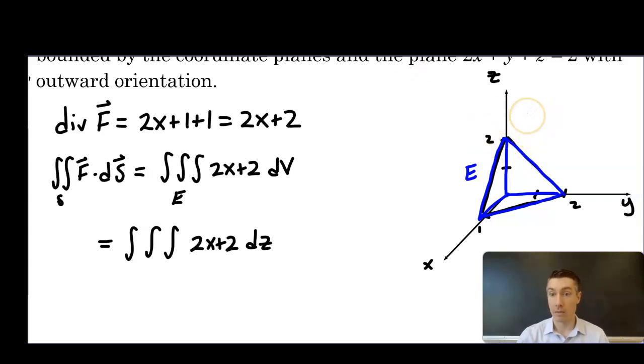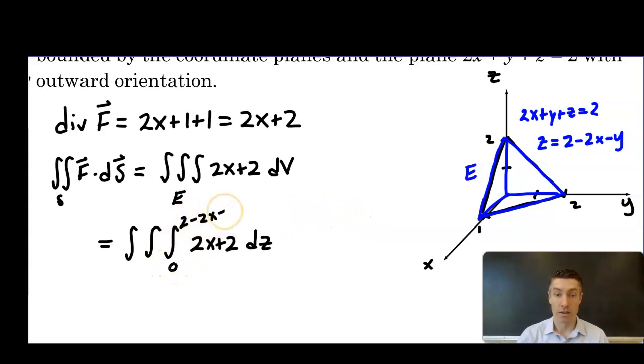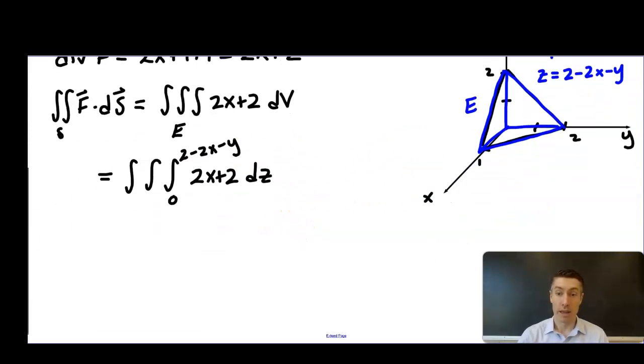So the plane is 2x plus y plus z equals 2. So solving for z, we get 2 minus 2x minus y. And then it's also bound by the xy plane, which is z equals 0. So we're going from 0 to 2 minus 2x minus y. Then we can take a look on the xy plane to see what our bounds in terms of x's and y's are going to be. So we can just transfer the intercepts 1 and 2.